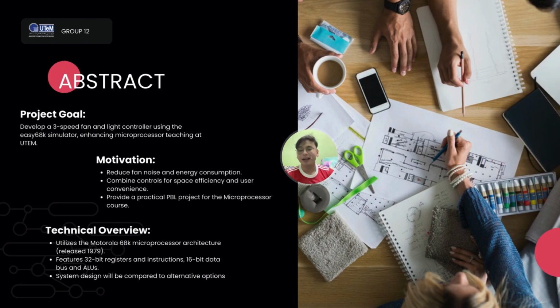Hello there. Here I'm going to explain the abstract of this project. So the project goal here is to develop a 3-speed fan and light controller using an EASy68K simulator, enhancing microprocessor teaching at UTEM. So our motivation here is to reduce fan noise and energy consumption, combine control for space efficiency and user convenience, and provide a practical PBL project for the microprocessor course.